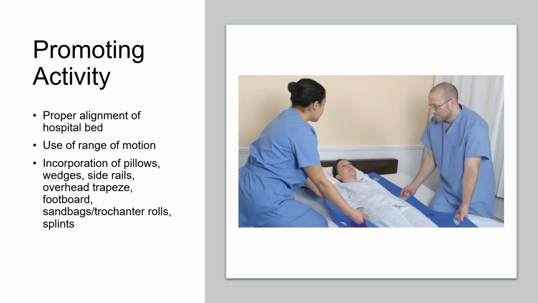We want to use range of motion on these patients. We want to prevent all of these injuries. We want to use what we have, so pillows, wedges, side rails, trapeze bar, splints. All of those things are available to us, so we want to use them.